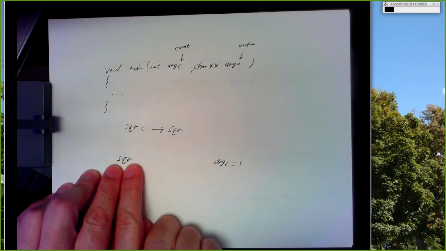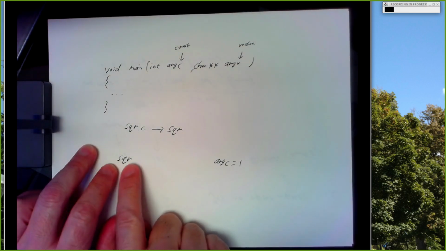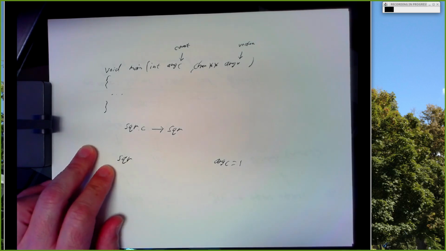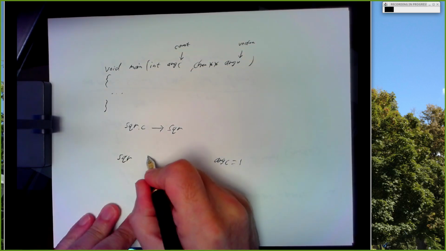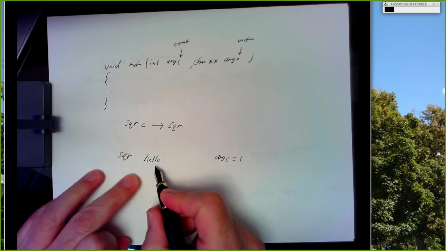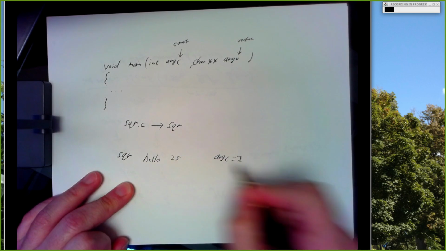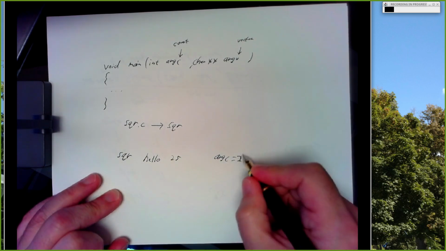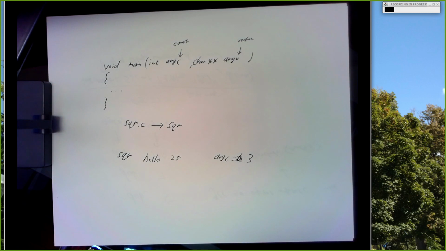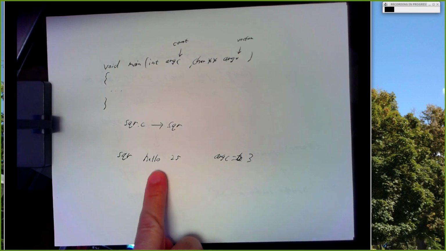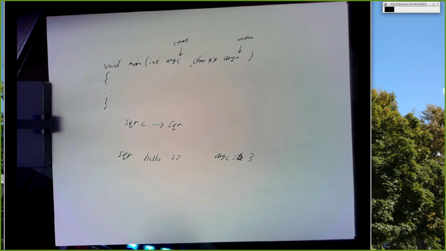So if I run my program just by saying the name of the program, I've got one thing on my command line, argc is going to be equal to 1. If I say sqr hello, I've got two things on my command line, argc is going to be equal to 2. If I say sqr hello 25, I've got 1, 2, 3 things on my command line, argc is going to be 3. So argc is really easy to interpret. It's the number of things that were on the command line when I ran my program, where we count things as being separated by spaces.